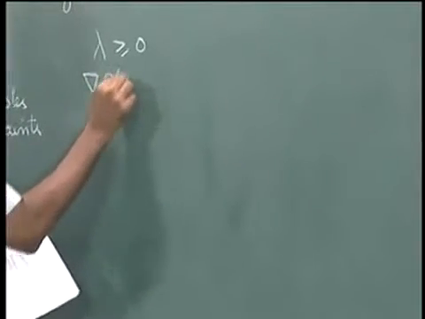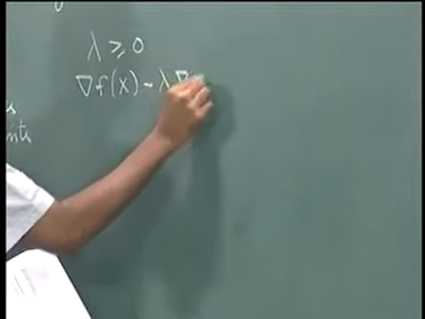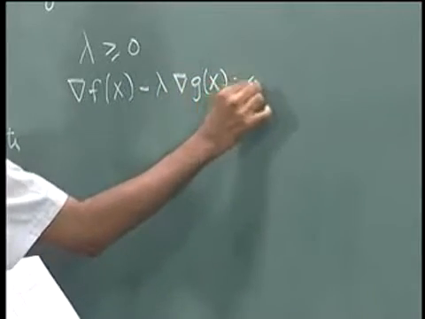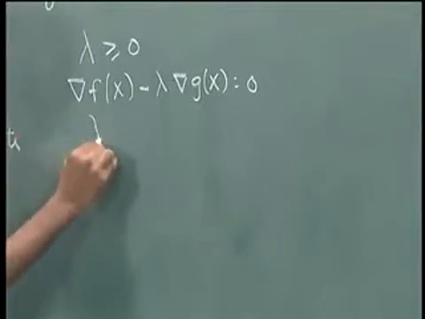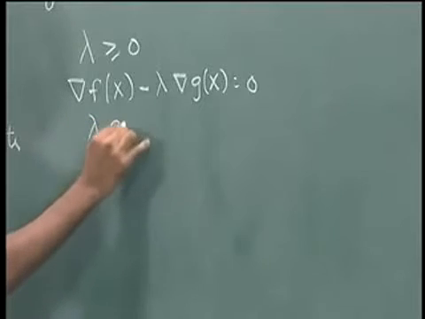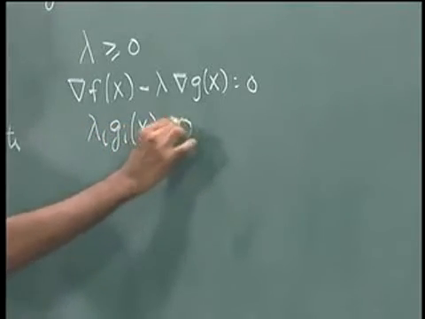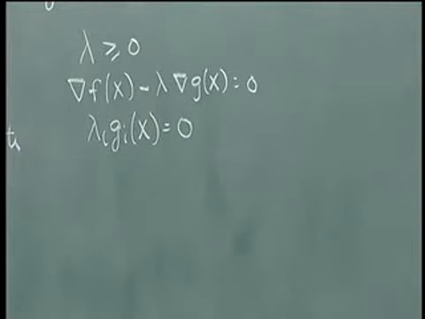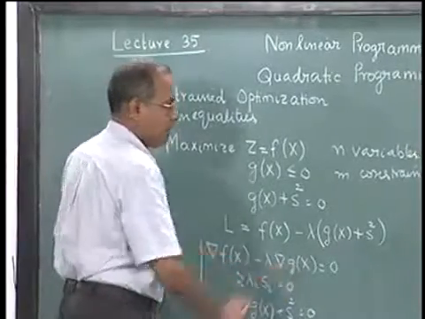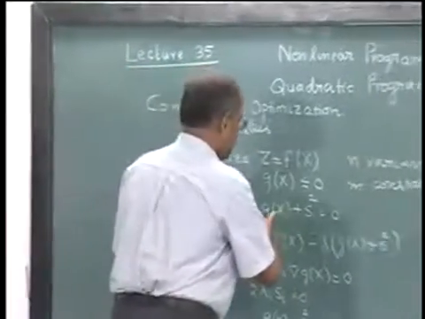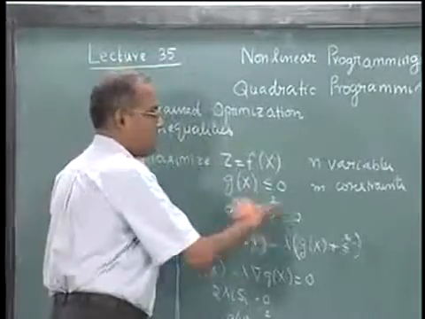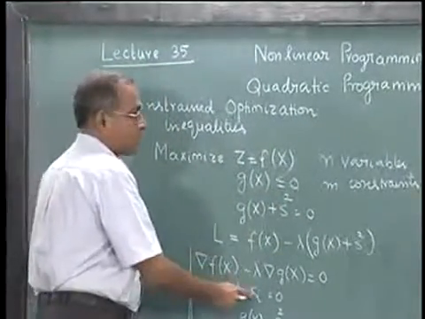So the conditions that we have are lambda greater than or equal to 0, first derivative del f of x minus lambda del g of x equal to 0, exactly as written there. Then lambda i gi of x equal to 0. Now this comes from 2 times lambda i si equal to 0. Now the s is nothing but, so this is g of x plus s square equal to 0. So 2 lambda i si equal to 0.